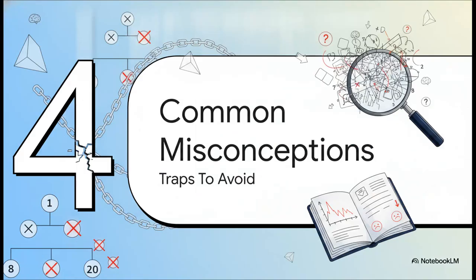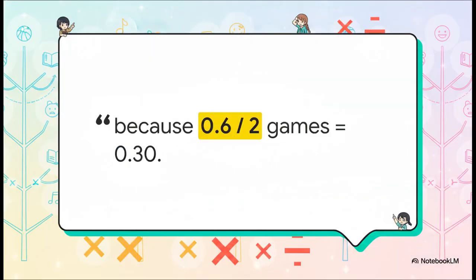Section 4. Common misconceptions and errors. Let's shift gears for a second and look at where students consistently drop marks. Consider this actual quote from a student explaining their reasoning on a diagnostic test. They literally wrote, because 0.6 divided by 2 games equals 0.30. Wow. Okay, this highlights a massive misconception. They're dividing. The fundamental flaw here isn't just a silly arithmetic mistake, it's a total failure to understand the concept of the tree diagram itself. Remember our golden rule from earlier? We multiply along the branches, we absolutely never divide.